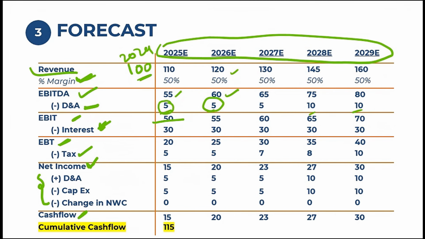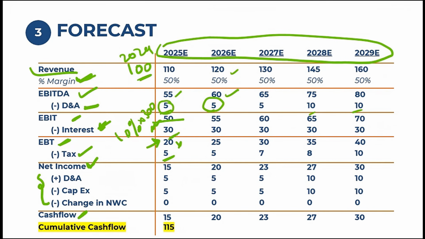Then interest expense. Your interest expense will be constant across 5 years because you are not paying your debt off and you have been given a fixed interest rate of 10% each year. So 10% of your debt, which was 300 million, is 30. So 30 all across 5 years, and if you subtract, you will get EBT. Then taxes. Again, you are given taxes as 25%. So if you apply 25% to 20, that will be 5.